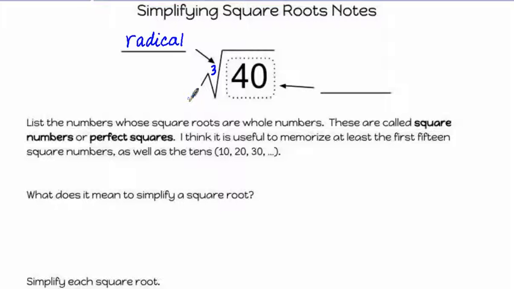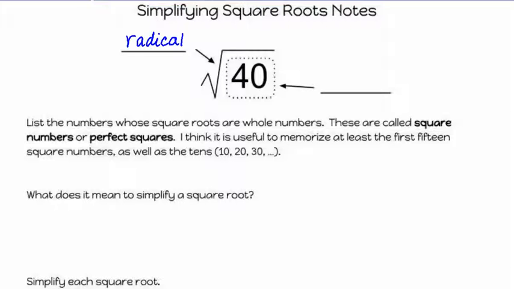When that index is written there, like a 3 or a 4, then we have other names for them. For example, with the 3, we refer to that as a cubic root. If I see a little 4 there, then I'd call it a fourth root. But when those numbers are not present, when it's just left the way it is here without that little number, then we refer to it as a square root. But overall, all of them are called radicals.